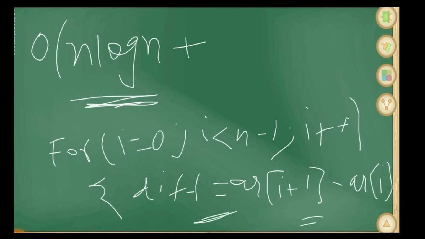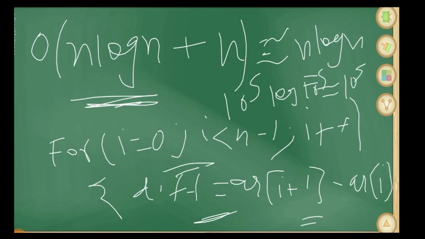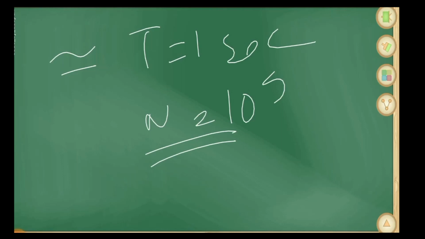Okay, so you simply traverse only n times, so the time complexity is somehow equal to n log n. Okay, so 10 to the power 5 log 10 to the power 5, and this is almost equal to 10 to the power 5. So the approach simply works for time 1 second and n equal to 10 to the power 5. So the greedy approach is very useful. You should always try to analyze the problem and see whether something greedy is working or not.